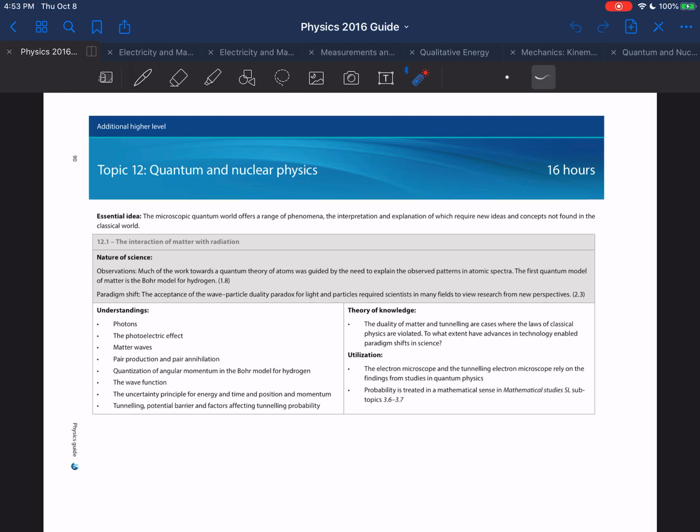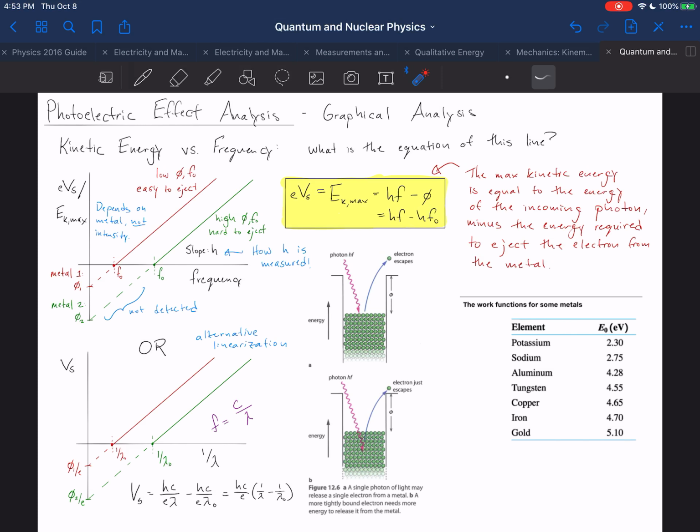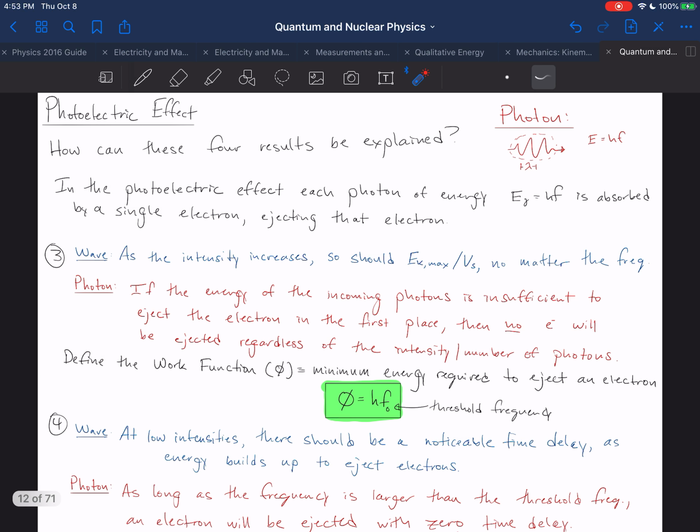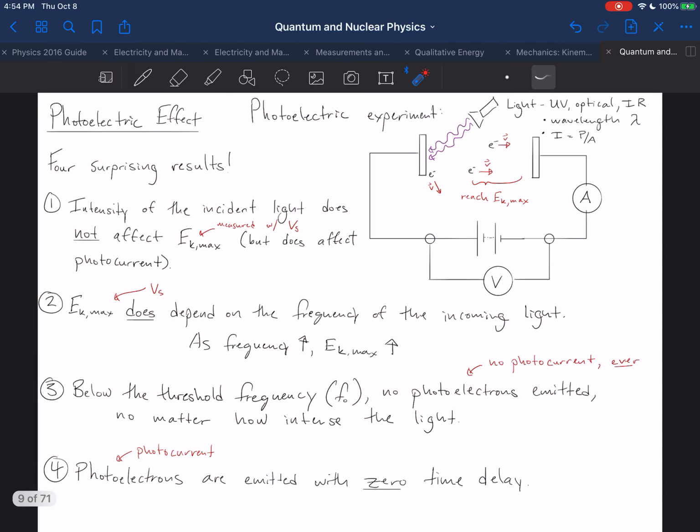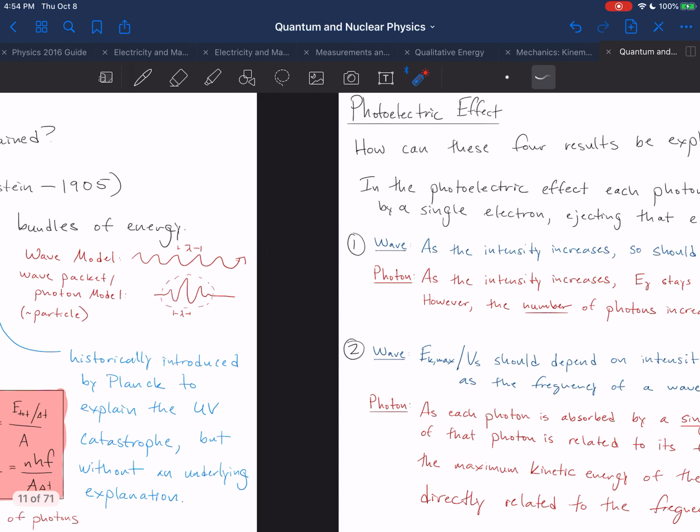Hello everyone. In this video we will continue to examine topic 12.1, the interaction of matter with radiation, and in particular we will finish examining the photoelectric effect. In the last video we went through the phenomena of the photoelectric effect and how the four surprising results acquired by considering the experiment could be explained.